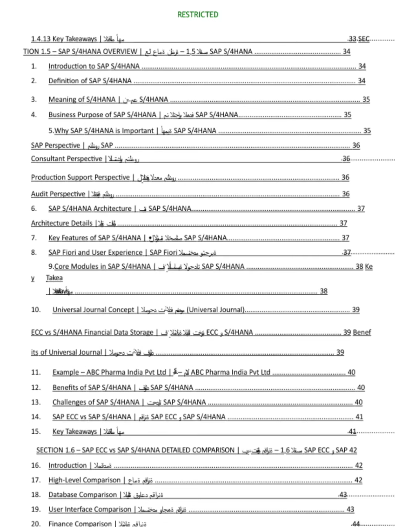This slide gives us a detailed roadmap of what's ahead in this section. We'll start with an introduction to SAP S4 HANA, exploring its definition and core purpose. Then, we'll look at why it matters from different perspectives: SAP itself, consultants, production support, and auditors. We'll dive into its architecture, key features, and user experience with SAP Fiori. Finally, we'll cover important comparisons, benefits, challenges, and real-world examples to give us a full picture before moving on.